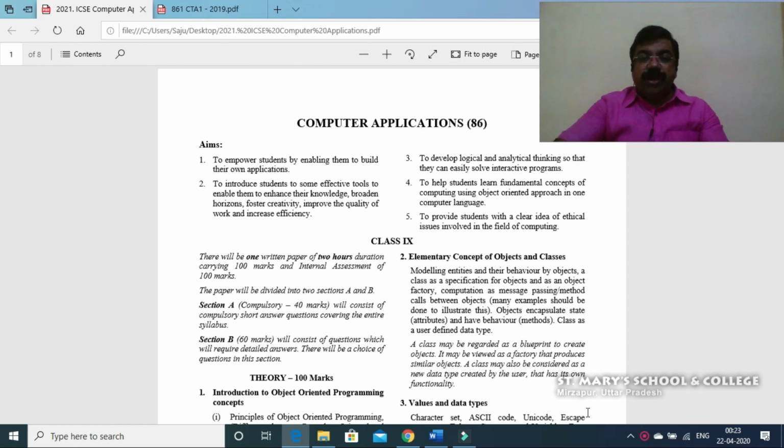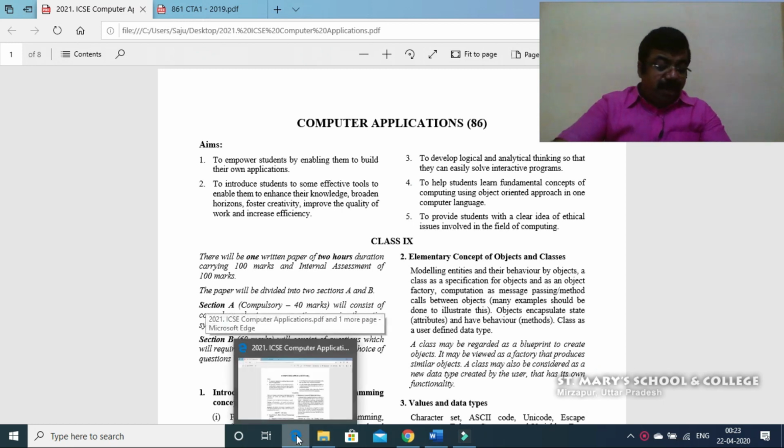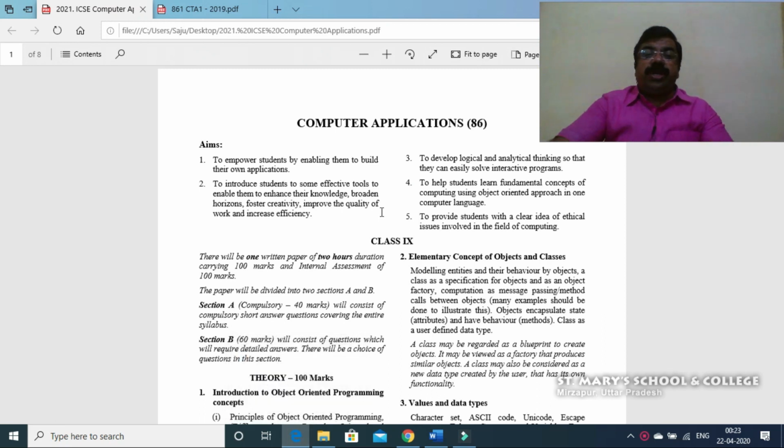I will be teaching your Computer Applications with Java for class 10th. First of all, I would like to introduce you all to the syllabus of the ICSE examinations. The same one you can download from the ICSE website. First of all, look onto the screen.